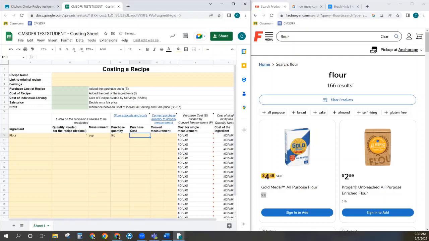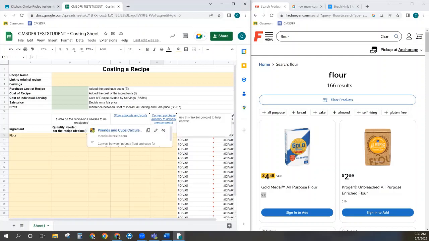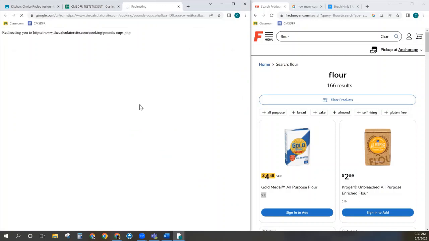That's a purchase quantity. Now the cost for that bag of flour is $4.49. And these fluctuate over time, so always rounding up a little bit is better when you're trying to cost out. Now I have to convert my measurement. Here I need to convert the purchase quantity to the original measurement. There is a pounds and cups calculator that I have posted here. So if you click on the link, it should take you there to help you figure these out.